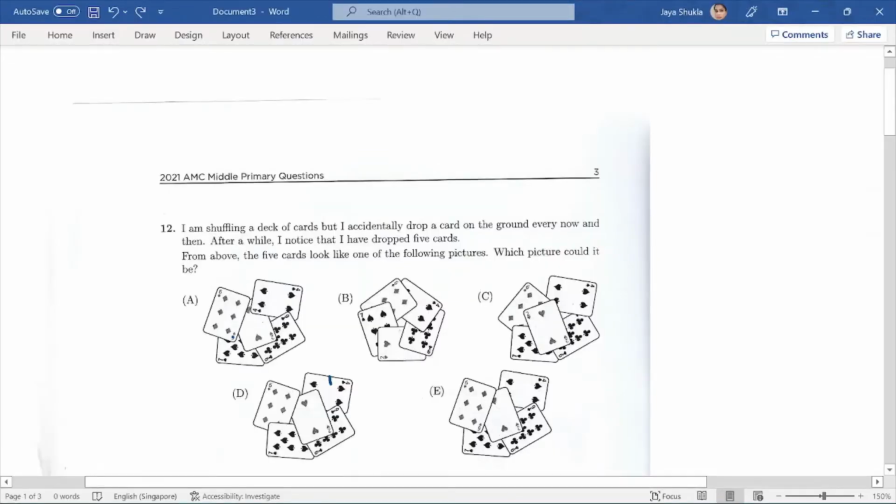Question number 12. I'm shuffling a deck of cards, but I accidentally drop a card on the ground every now and then. After a while I notice that I have dropped 5 cards. From above, the 5 cards look like one of the following pictures. Which picture could it be? In such a question, when the cards are dropped, the answer that makes perfect sense is the one where you can pick from the top without disturbing other cards.